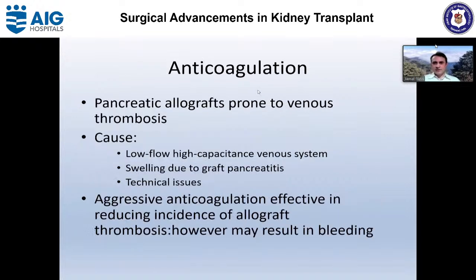Anticoagulation is an important part. The pancreas allografts are prone to venous thrombosis. This is because the pancreas does not actually have its own blood supply. It parasitizes blood vessels of the SMA and the splenic artery. There's a low flow and high capacitance flow in the venous system, and this leads to a sluggish flow, which is prone to thrombosis. Post-operatively, there's usually a lot of swelling, which further compresses the venous system, and technical issues can lead to thrombosis. Therefore, many centers resort to aggressive anticoagulation. This can reduce thrombosis. However, the flip side of it is that it can lead to bleeding.